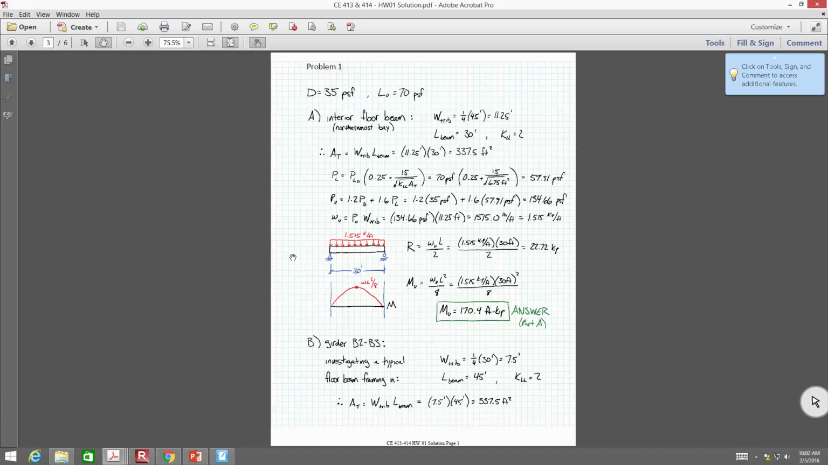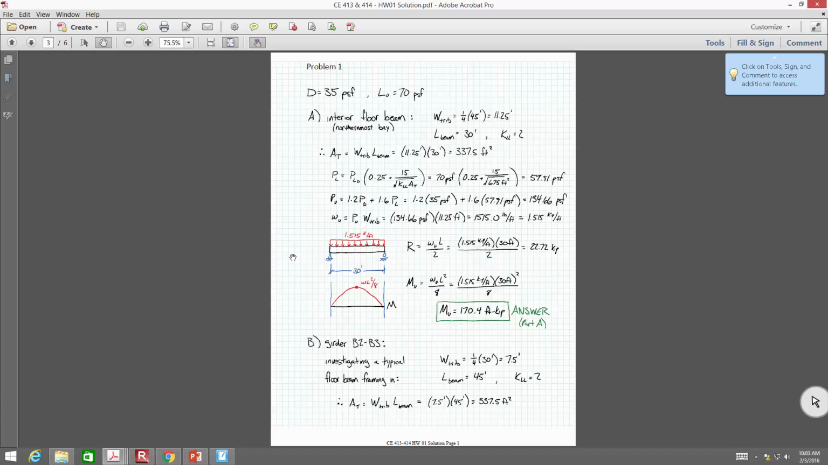Factor it to determine your factored load, distribute that across the tributary width to obtain a uniformly distributed load on a simply supported beam. And from that you can calculate the moment pretty easily. Now, you don't need to for this part, but I went ahead and calculated the support reactions at each end, comes out to about 22.7 kips. You'll see why here in a second. All right, so that's part A, about 170 foot kips.